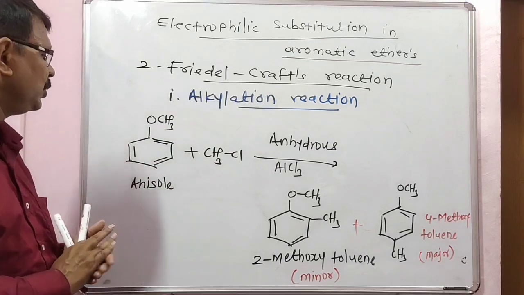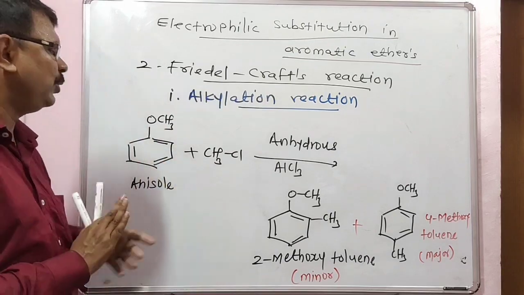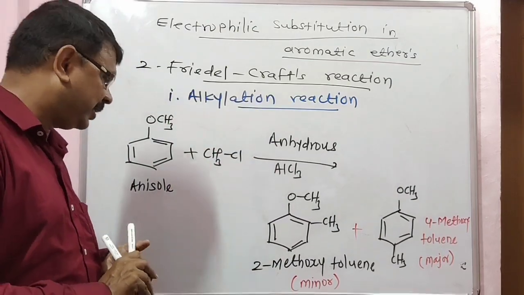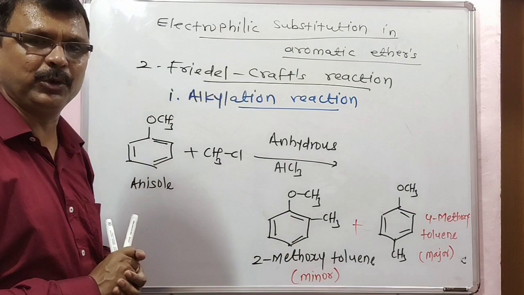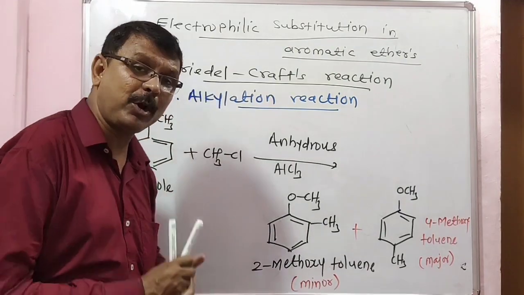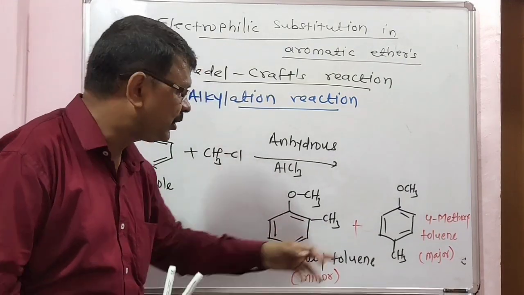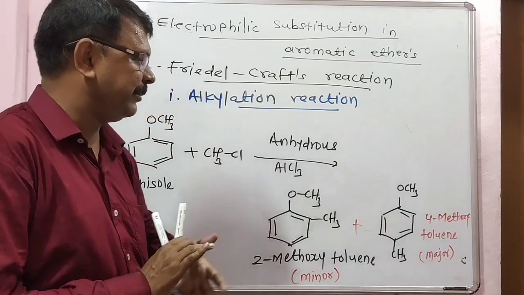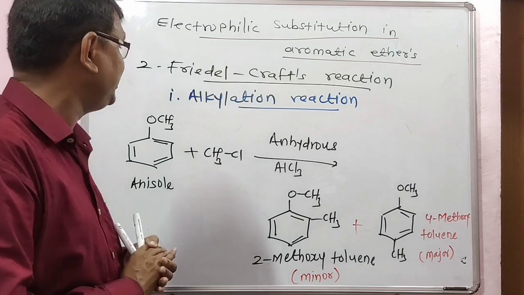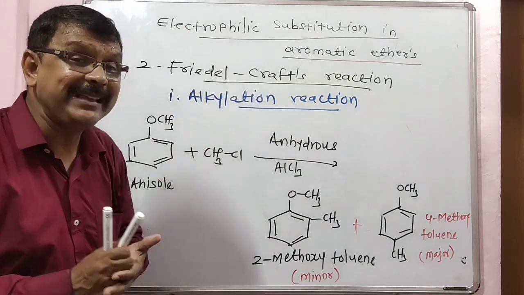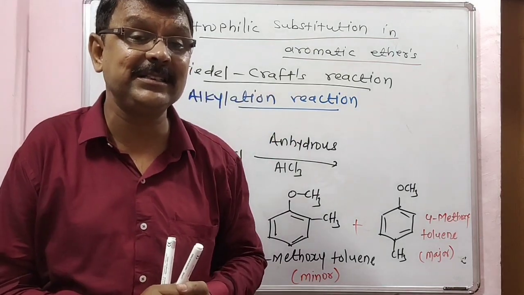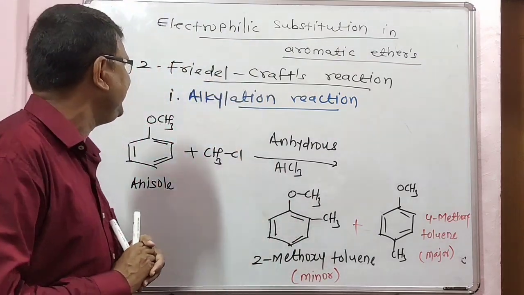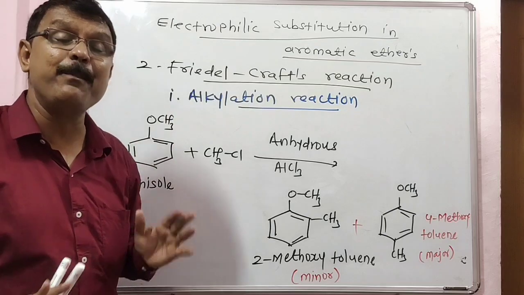Simple. Anisole is reacted with methyl chloride in the presence of anhydrous AlCl3. It gives a mixture of 2-methoxytoluene, which is a minor product at the ortho position, and 4-methoxytoluene, which is the major product. The reaction is an alkylation reaction. Why is this reaction called an alkylation reaction? Because an alkyl group is introduced in the benzene ring of an aromatic ether.